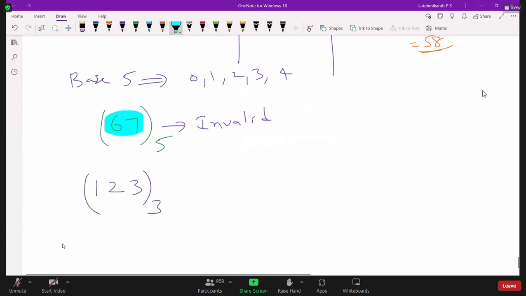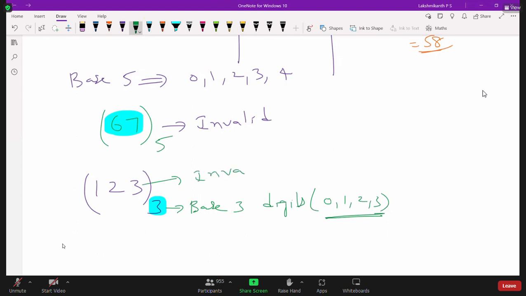See, for example, if I am writing 1 2 3 base 3. Here the base is 3. Digits are from where to where? Digits from 0, 1, 2 only. So this number itself is wrong. So this is invalid. Okay, hope it is clear. So now we will solve one small example problem, and then we'll do previous exam questions.